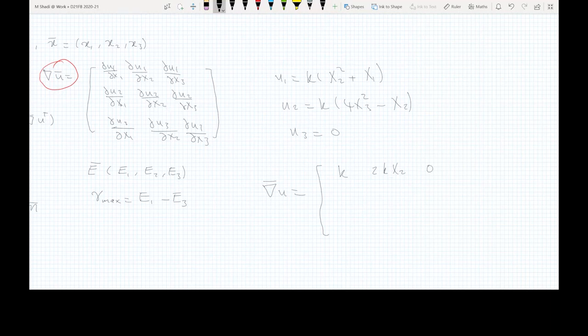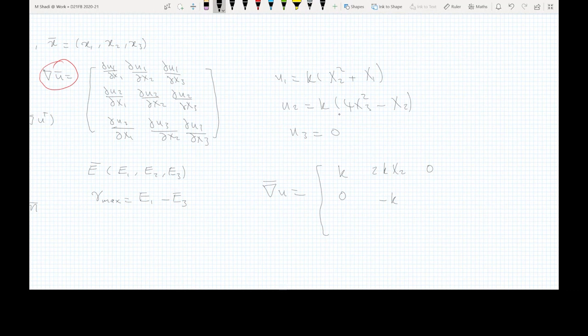Now we come to the second row. The second row is the derivative of u2 with respect to x1, x2 and x3. Just do the same procedure. The derivative of u2 with respect to x1 is 0 because there is no x1 in there, so I'm just going to put 0 in there. The derivative of u2 with respect to x2 is going to go to -1, and the other term goes to 0, and we have k multiplied with it. So it's just going to be -k. I'm going to write -k in there.